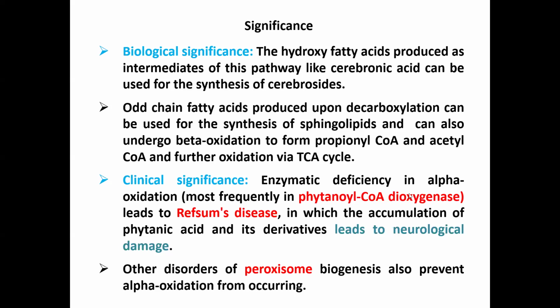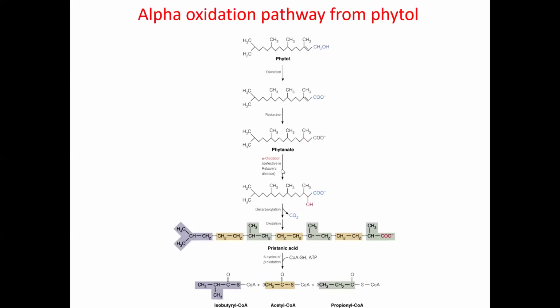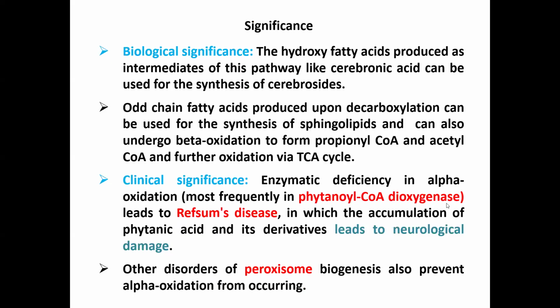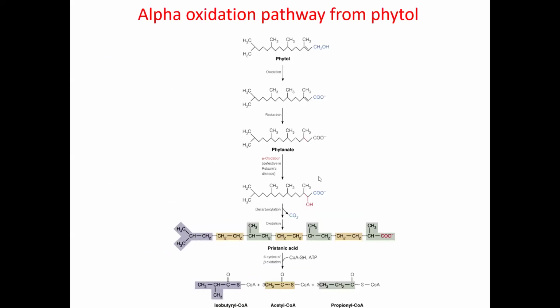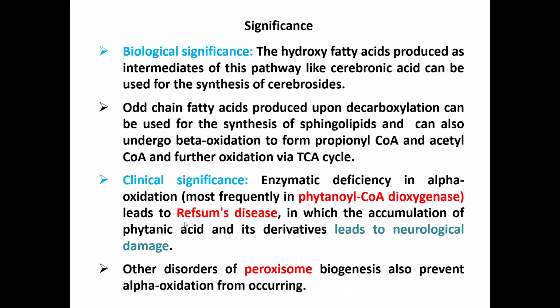Clinical significance: the enzymatic deficiency in alpha oxidation is of phytanoyl coenzyme A hydroxylase. That is a very important enzyme. Observe over here, the phytanic acid is converted after the decarboxylation process, where hydroxylation occurs. This is the oxygenase enzyme, phytanoyl coenzyme A hydroxylase. If it is absent in the animal body, then phytanate accumulation will increase, and this leads to Refsum disease, in which accumulation of phytanic acid and its derivatives leads to neurological damage. So this is very important.